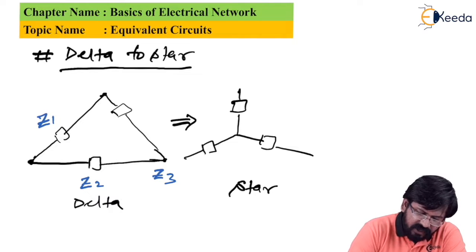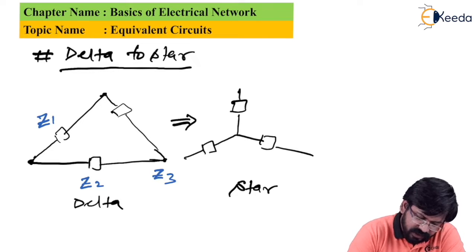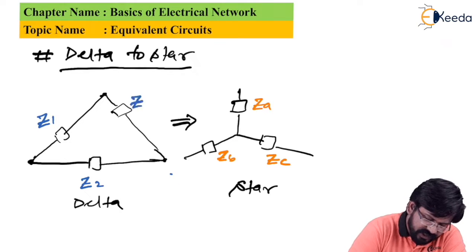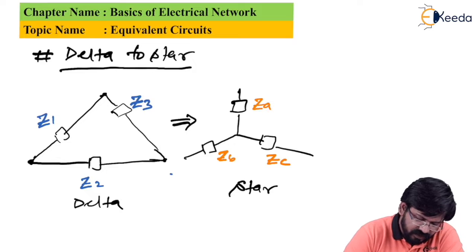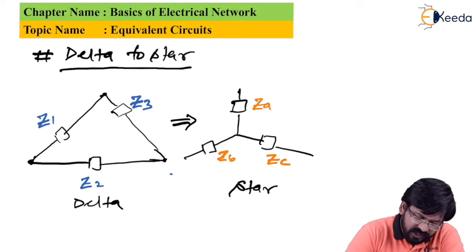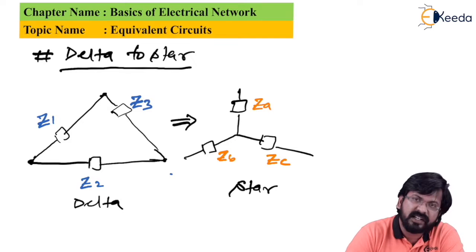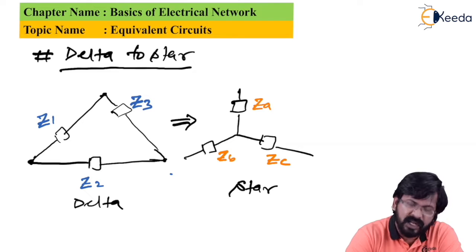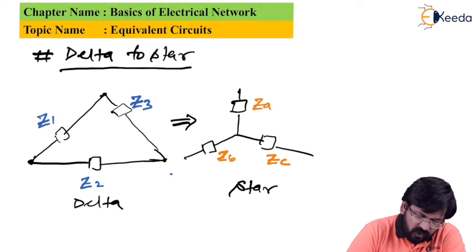In star, again we have got three impedances. Assuming them as ZA, ZB and ZC. We should write Z3 here. So we have Z1, Z2 and Z3 as delta, and we have to convert it into a star which is having elements ZA, ZB and ZC. Let us understand how this conversion takes place. So for conversion purposes, what I am doing is, I am just trying to draw this star inside this delta.